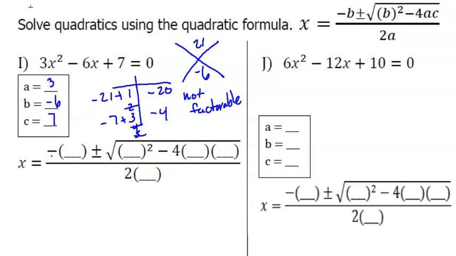So after we identify a, b, and c, we'll plug them into the formula. b is negative 6, so wherever we see a b in the formula, we're going to put negative 6 instead. Wherever we see an a, we're going to plug in 3 instead. And then c will be 7. So we have x equals negative negative 6 plus or minus the square root of negative 6 squared minus 4 times 3 times 7 all over 2 times 3.